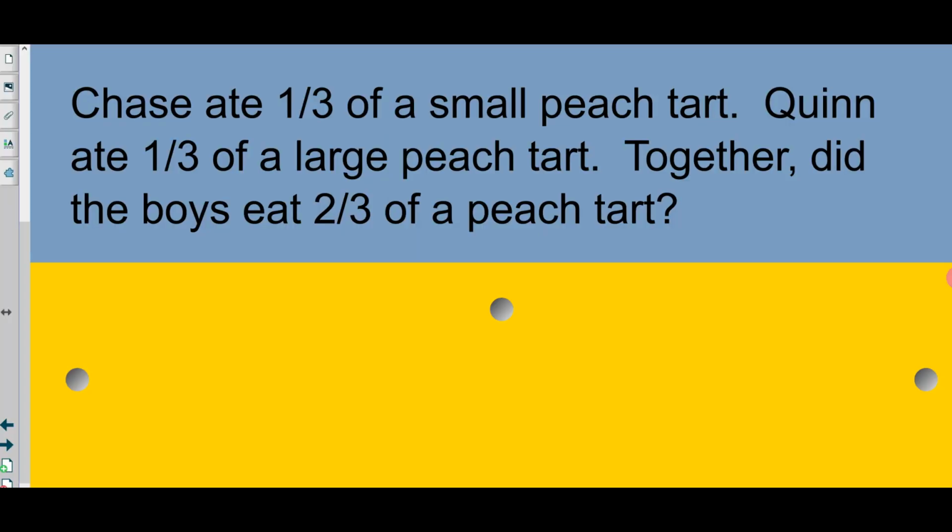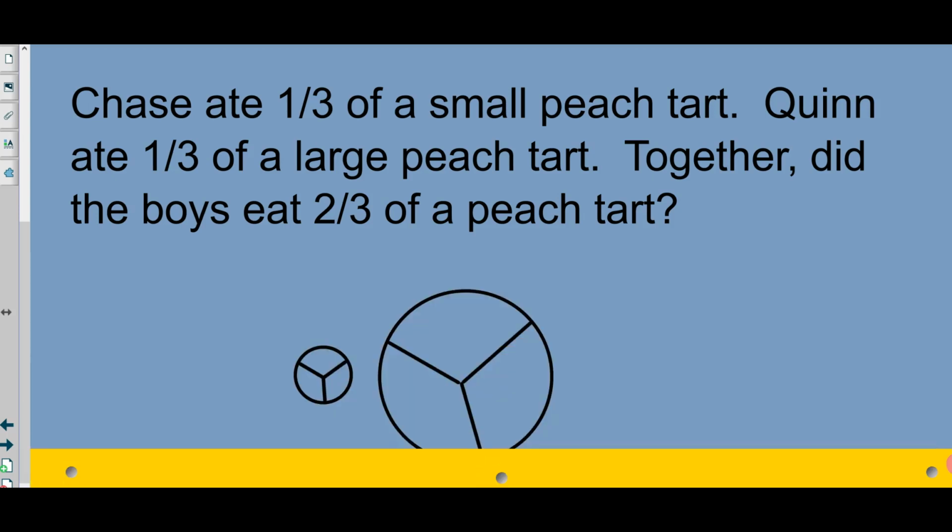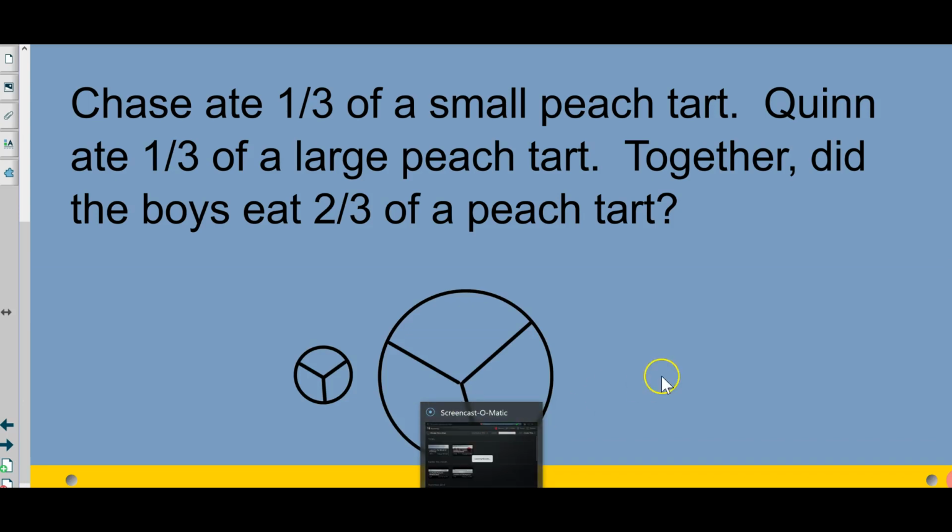Okay, then if Chase ate 1/3 of a small peach tart and Quinn ate 1/3 of a large peach tart, together did the boys eat 2/3 of a peach tart? Did you say no? No, because our wholes are not the same. This 1/3 cannot be added to this 1/3 to make 2/3, because our wholes are not the same.